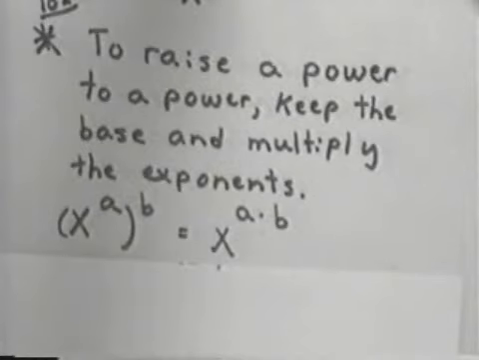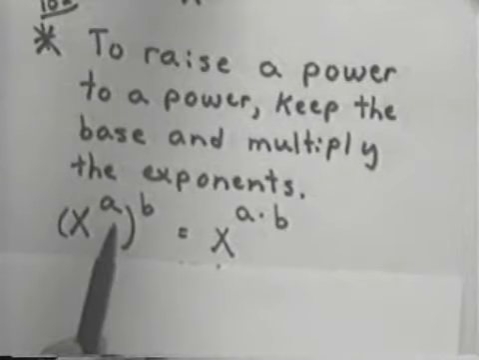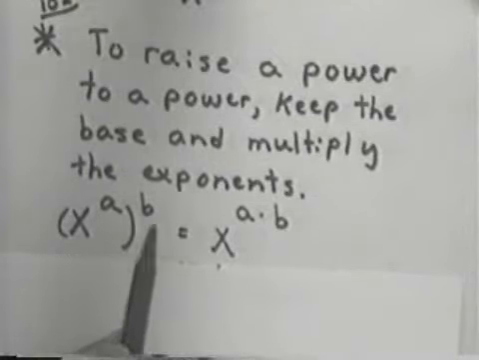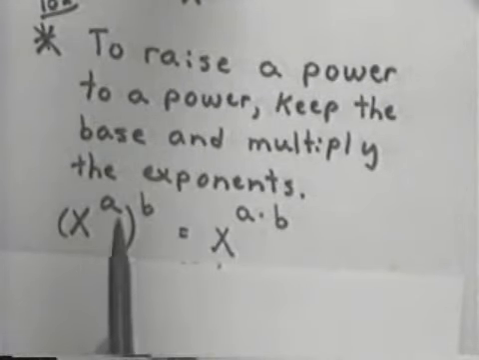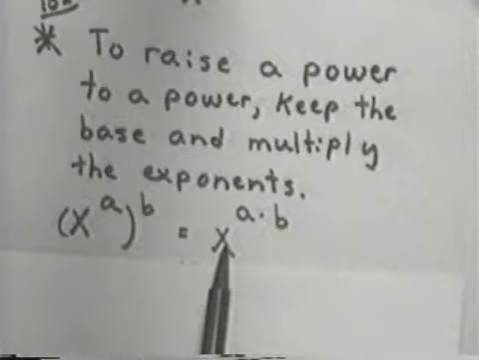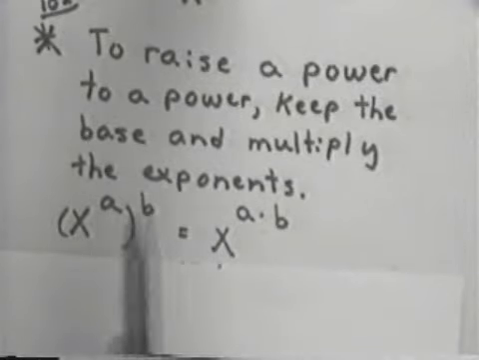To raise a power to a power, keep the base and multiply the exponents. Written symbolically, x to the a raised to the b power is x to the a times b. To raise a power to a power, you keep the base, multiply the exponents.